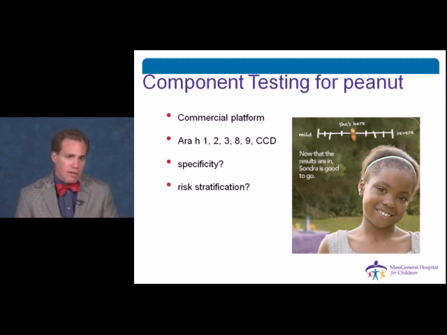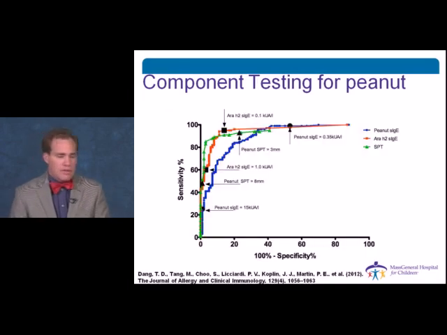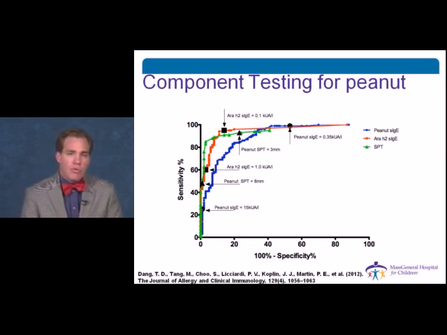There are new tests commercially available now that, rather than looking at IgE antibody to an entire extract of a suspected source like peanut or milk, use instead defined allergens from those sources, and have been shown in some cases to have greater specificity and are hoped to provide greater risk stratification, although that remains an area of active research.